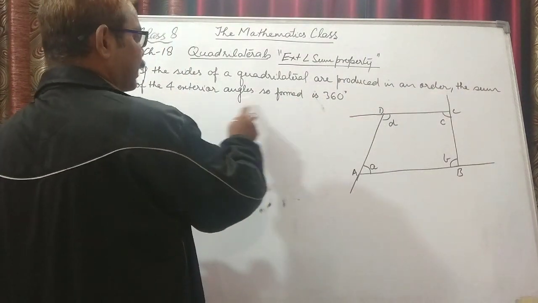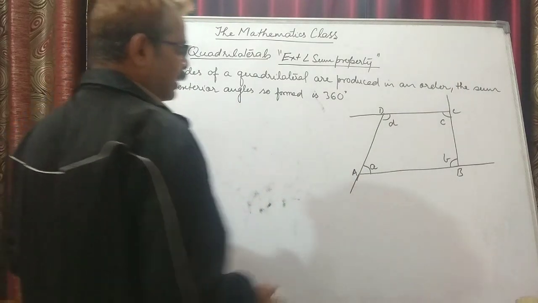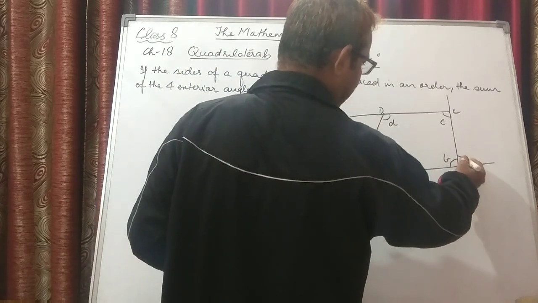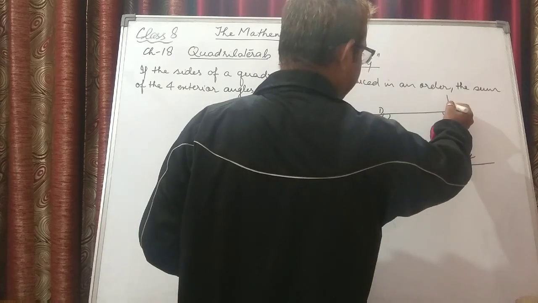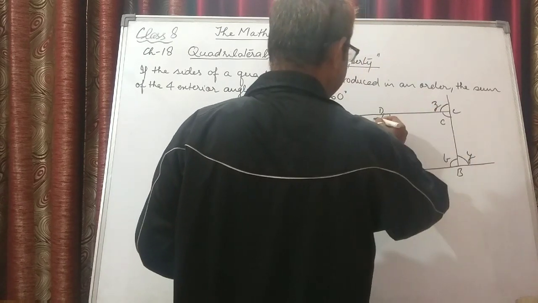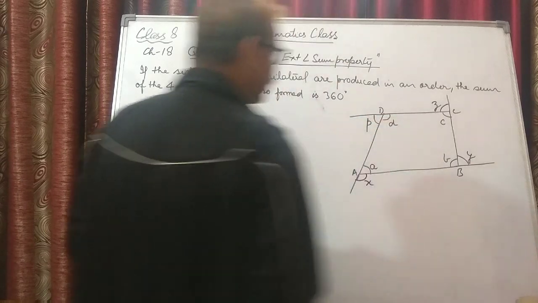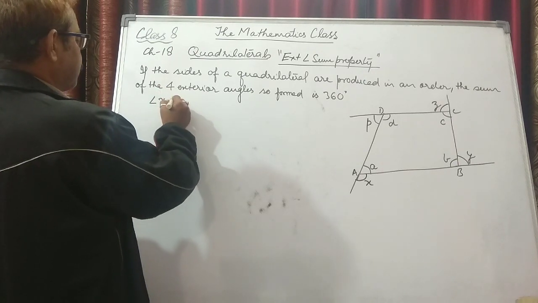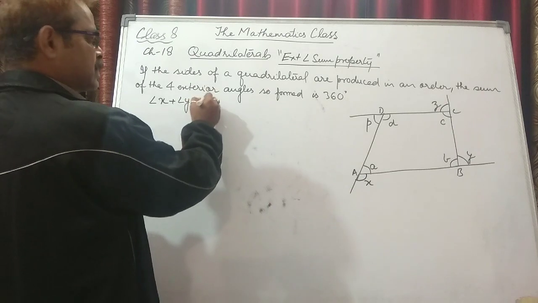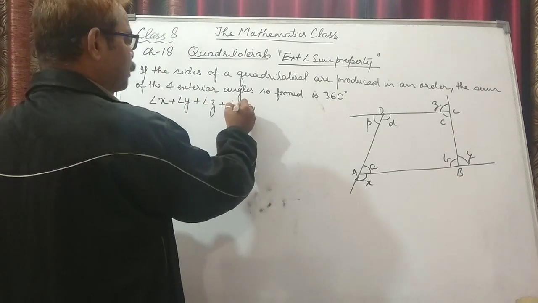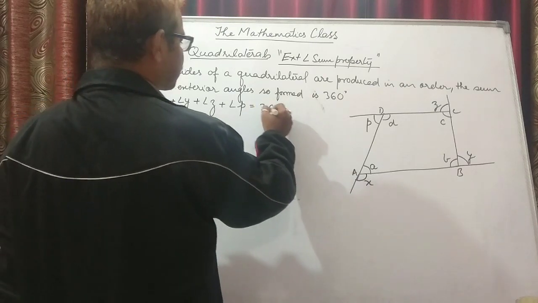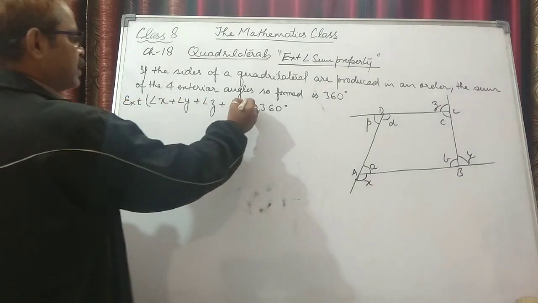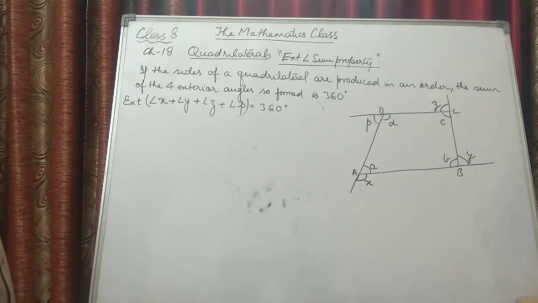They say produce in an order. The sum of the four exterior angles so formed is 360. You have to prove that. Suppose this is the exterior angle, I name it as X. This exterior angle I name it as Y. This exterior angle I name it as Z. And this exterior angle I name it as P. It means we have to prove that angle X, the exterior angle, plus angle Y plus angle Z plus angle P is equal to 360 degree, and we are talking about exterior angles. So all these exterior angles, their sum should be 360.